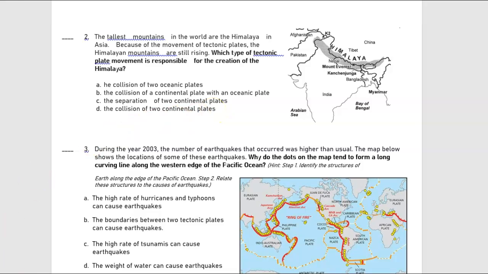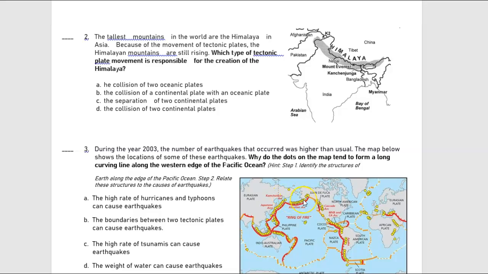During the year 2003, the number of earthquakes that occurred was higher than usual. The map below shows the locations of some of these earthquakes. Why do the dots on the map tend to form a long, curving line along the western edge of the Pacific Ocean? Hint. Step 1, identify the structures of the Earth along the edge of the Pacific Ocean. Step 2, relate these structures to the cause of earthquakes.